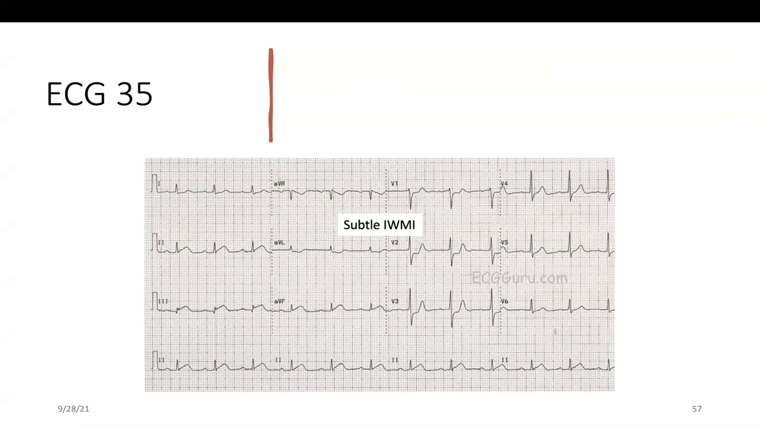Forget about what you see here. Read it for me please. Why did we say this is a subtle inferior MI? There is posterior also. Exactly, there's also posterior, you are right. So why did we say this is subtle? There is ST elevation in the inferior leads with reciprocal changes, a little ST depression in AVL. Exactly. So always AVL is very important. Okay.